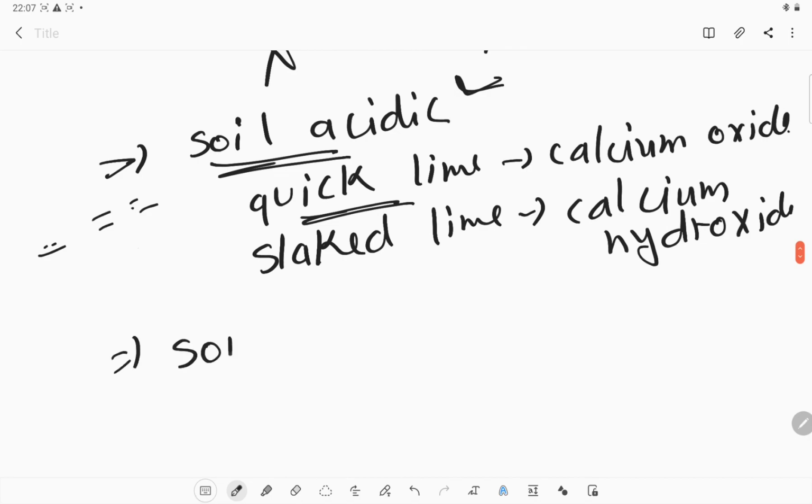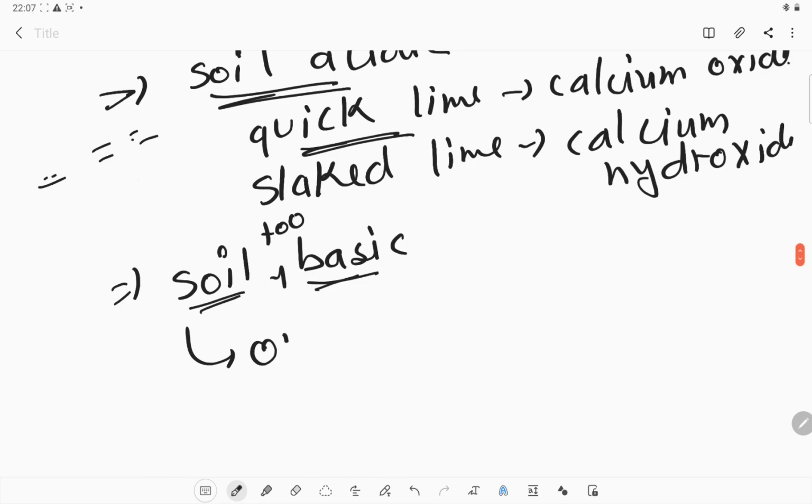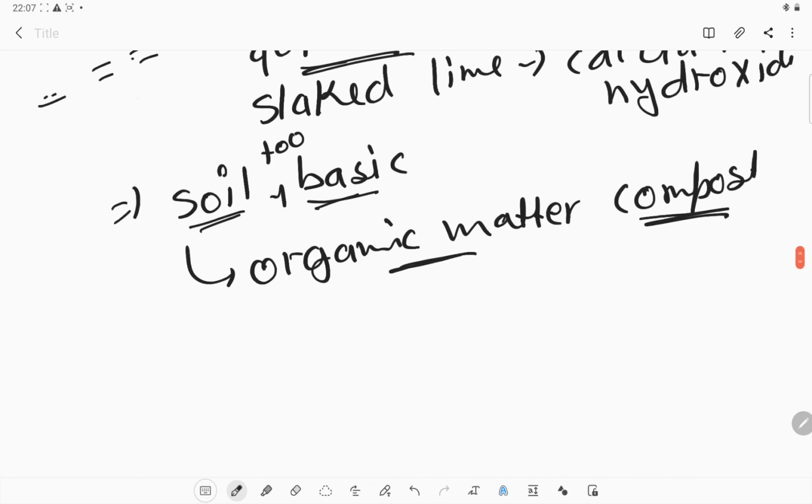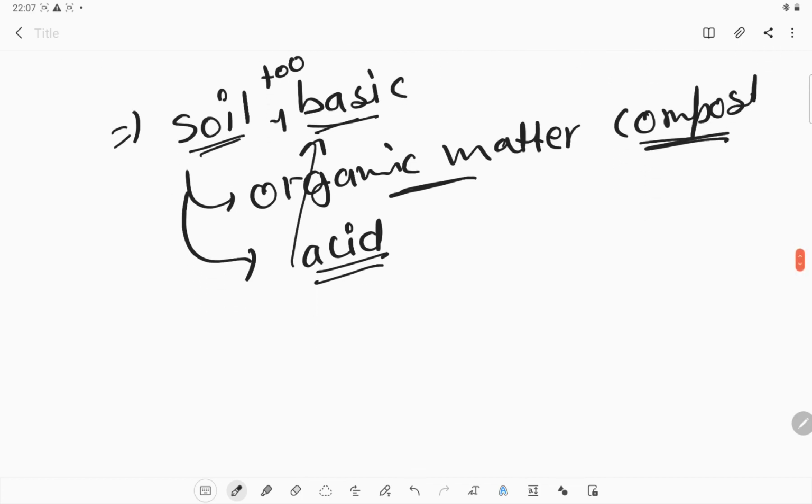If the soil is too basic, then what do we need to do? We can add some organic matter compost. Okay, what is organic compost? Whenever compost or manure is made from organic matter, that is organic compost. So if we add some organic compost, what does it do? When it comes into contact with the soil, it will release some kind of acid, and that acid will combine with this base and neutralize the whole soil, and the soil becomes more fertile.